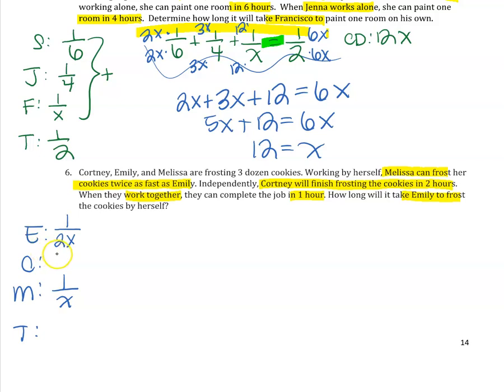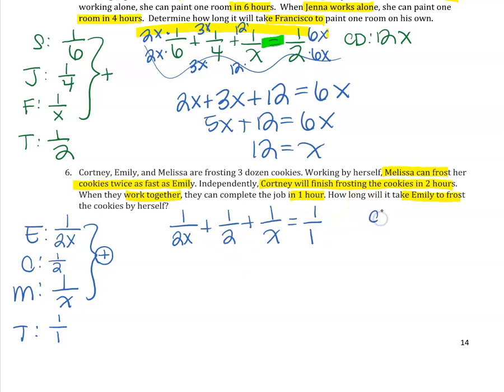Courtney's doing it in 2 hours, so she's 1 over 2. Now together, they're doing it in 1 hour. So let's just call that 1 over 1. So again, it's one job completed in 1 hour. Now just like the last problem, I take all 3 individuals and add them together. So 1 over 2x plus 1 over 2 plus 1 over x equals 1 over 1.